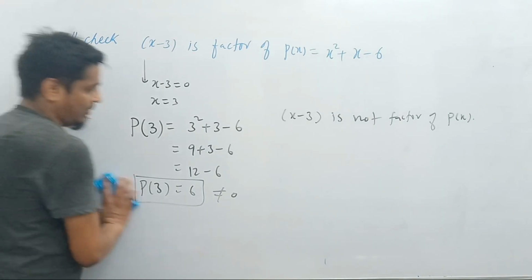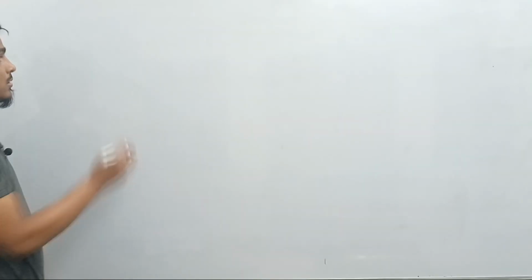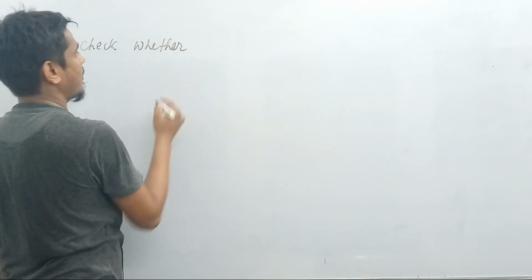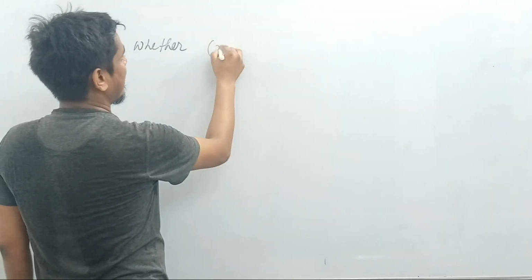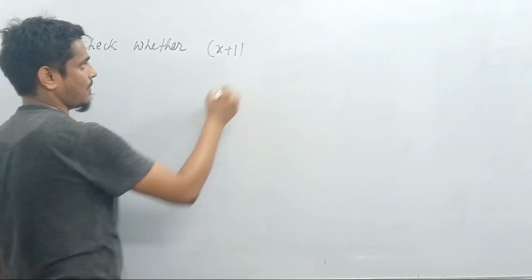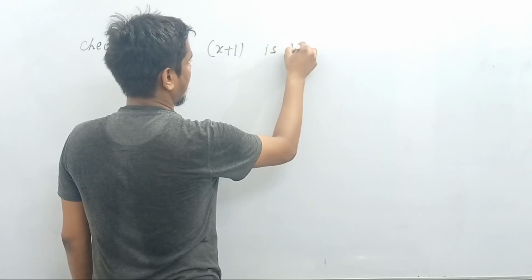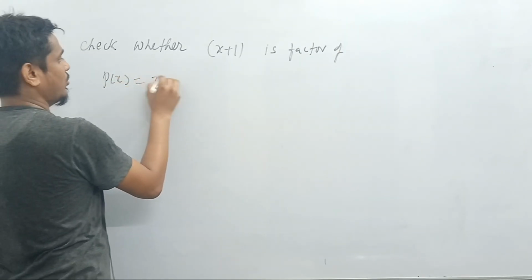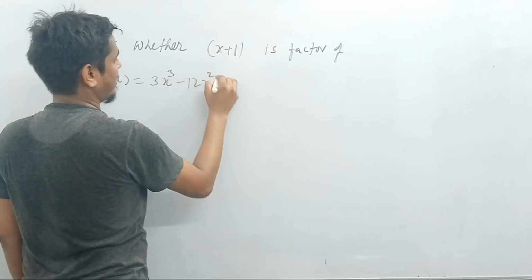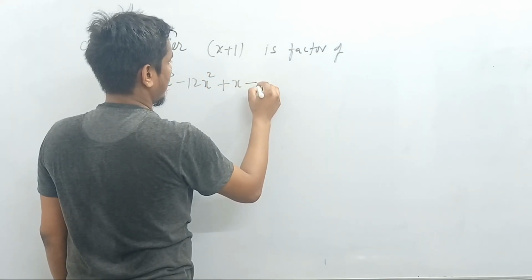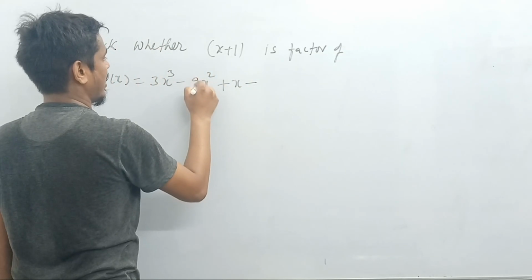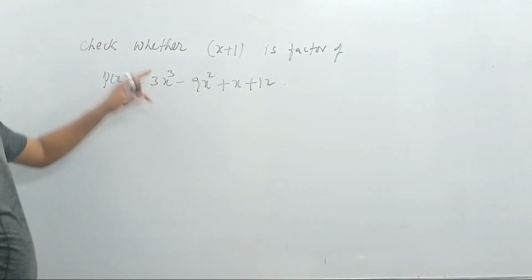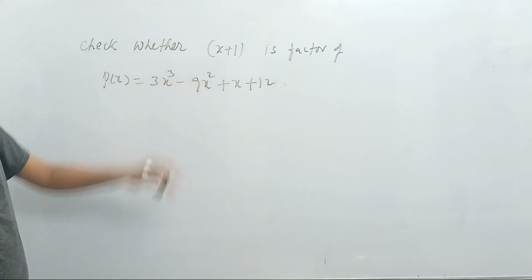Now let's see another example. Check whether x plus 1 is a factor of P(x) equal to 3x cube minus 12x square plus x minus 9x square plus 12. Check whether x plus 1 is a factor of P(x) or not.